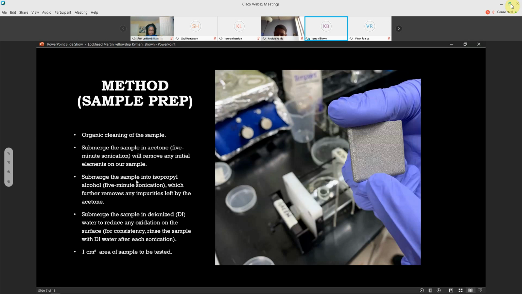Next, we submerge the sample into isopropyl alcohol and sonicate it once more for 5 minutes, which further helps to remove any impurities on the surface. Finally, we submerge the sample into deionized water, otherwise known as DI water, to reduce any oxidation layers on the surface. And to ensure consistency, after each sonication, the sample was rinsed in DI water. This is all an attempt to get a 1 centimeter square area of the sample clean enough to be tested.